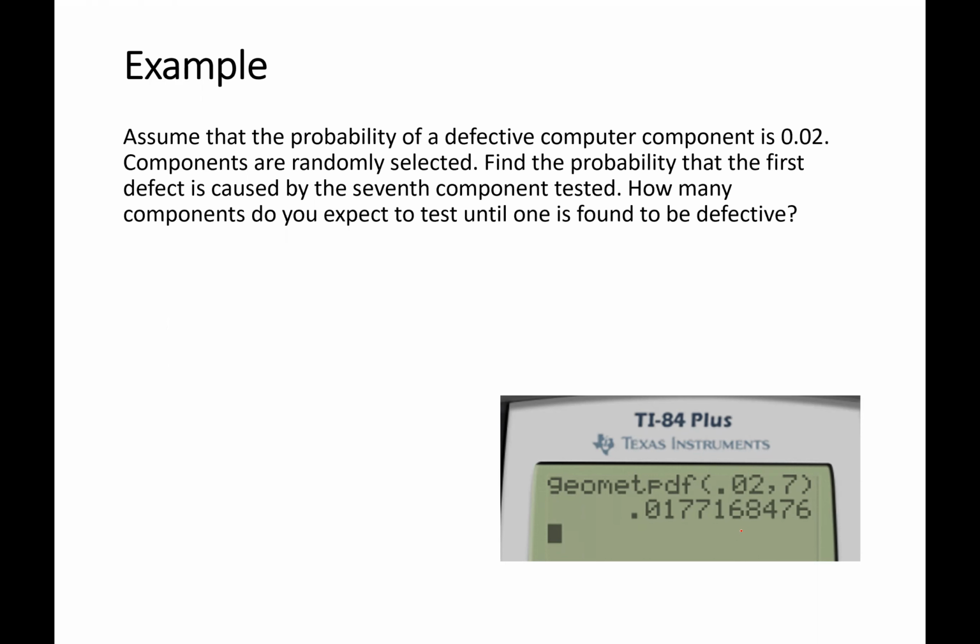So this is a success. The first 6 trials are all failures because you're not finding the defective component. The 7th trial is the success because you're finding the defective component and you can remove it from the inventory. This is a good thing, that you find the defective part and don't put it in someone's computer. How many components do you expect to test until one is found to be defective?